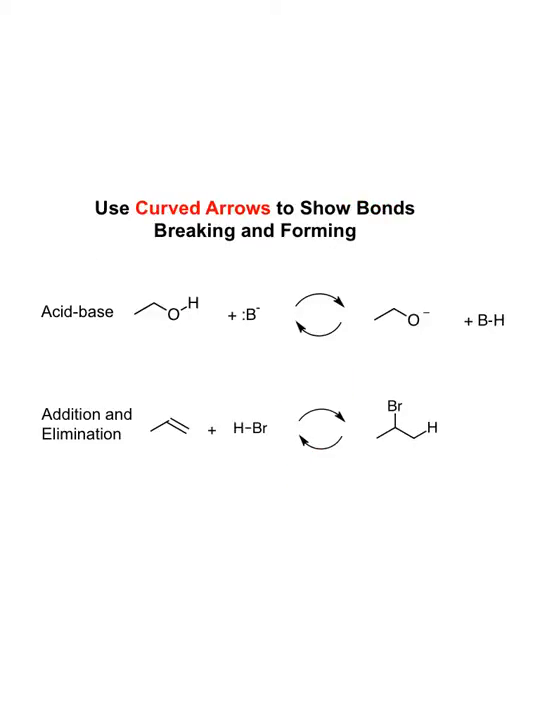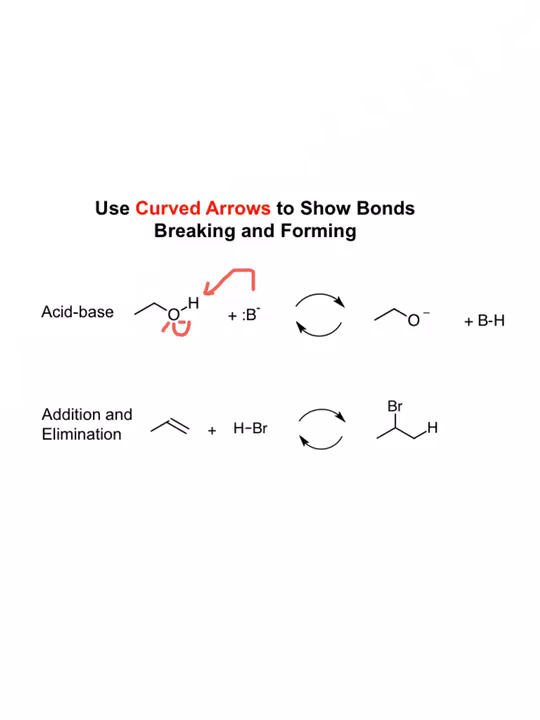Using curved arrows to show bonds breaking and forming is an important skill which helps us predict how a reaction occurs to form products. So stop the video and use those curved arrows to show how each reaction occurs. In the first reaction, the base is the nucleophile, so we start the arrow at the nucleophile and end at the electrophile.